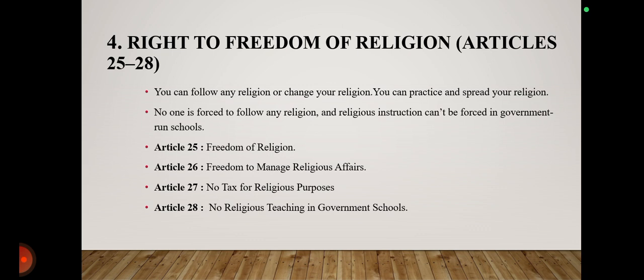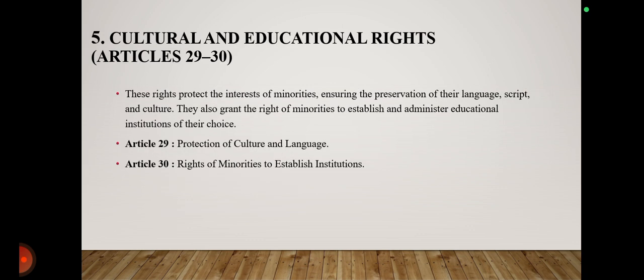Next is cultural and educational rights. Cultural and educational rights protect the identity of minority communities in India. It is covered under Article 29 to 30.